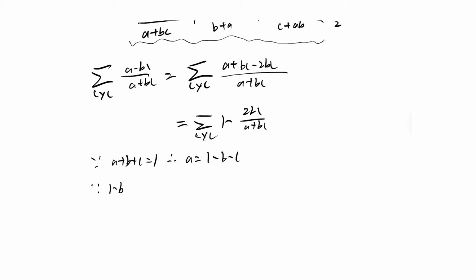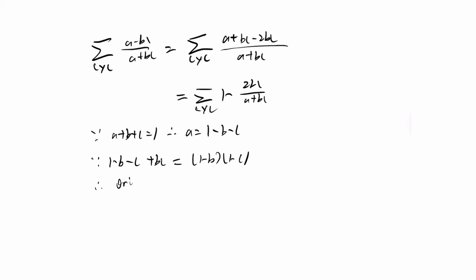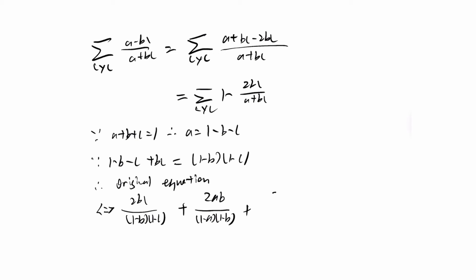1 minus b minus c plus bc is equal to (1 minus b) times (1 minus c), the original inequality will be equivalent to 2bc over (1 minus b)(1 minus c) plus 2ab over (1 minus a)(1 minus b) plus 2ac over (1 minus a)(1 minus c), which is larger or equal to 3 over 2.